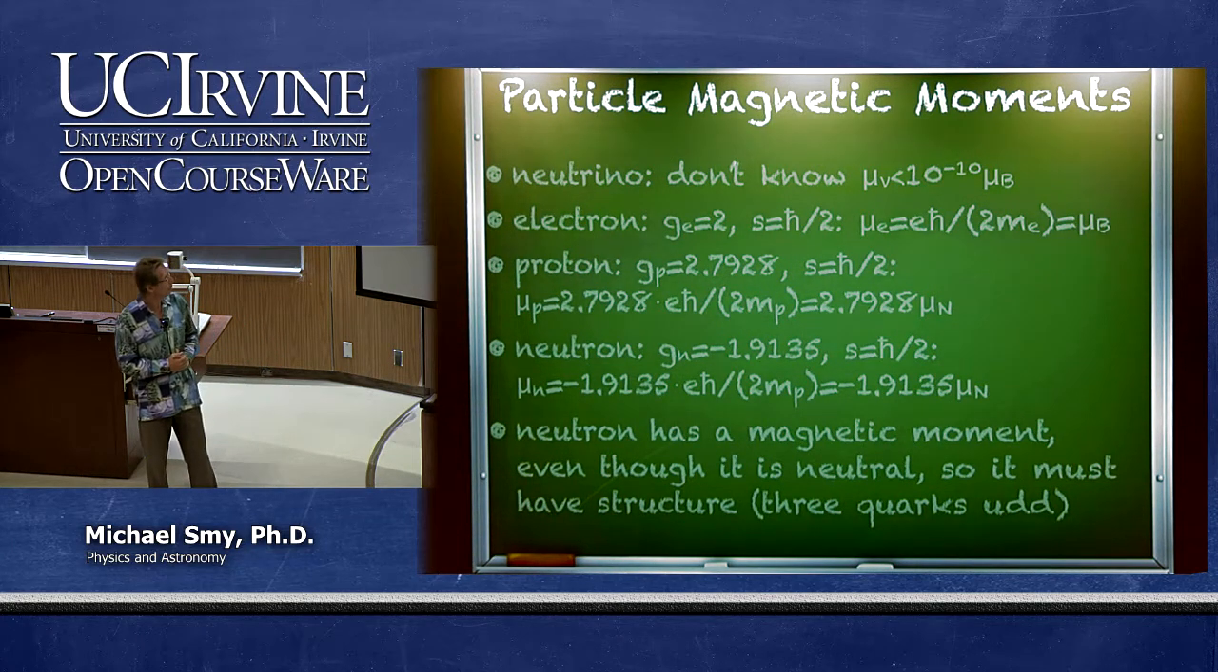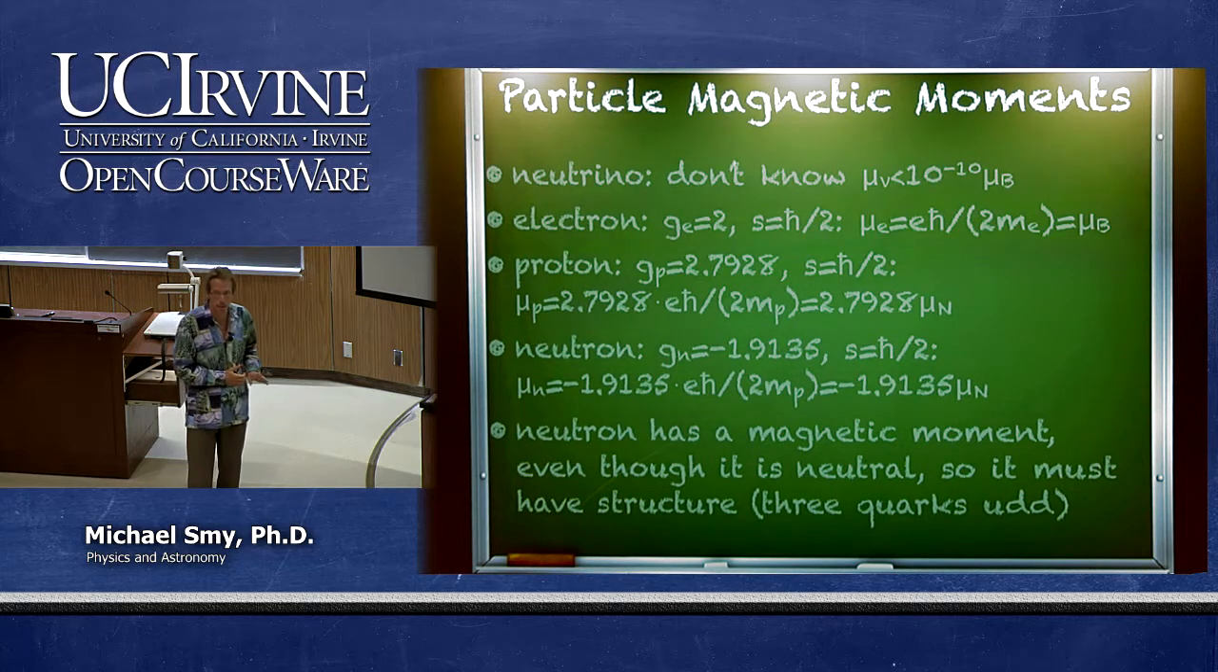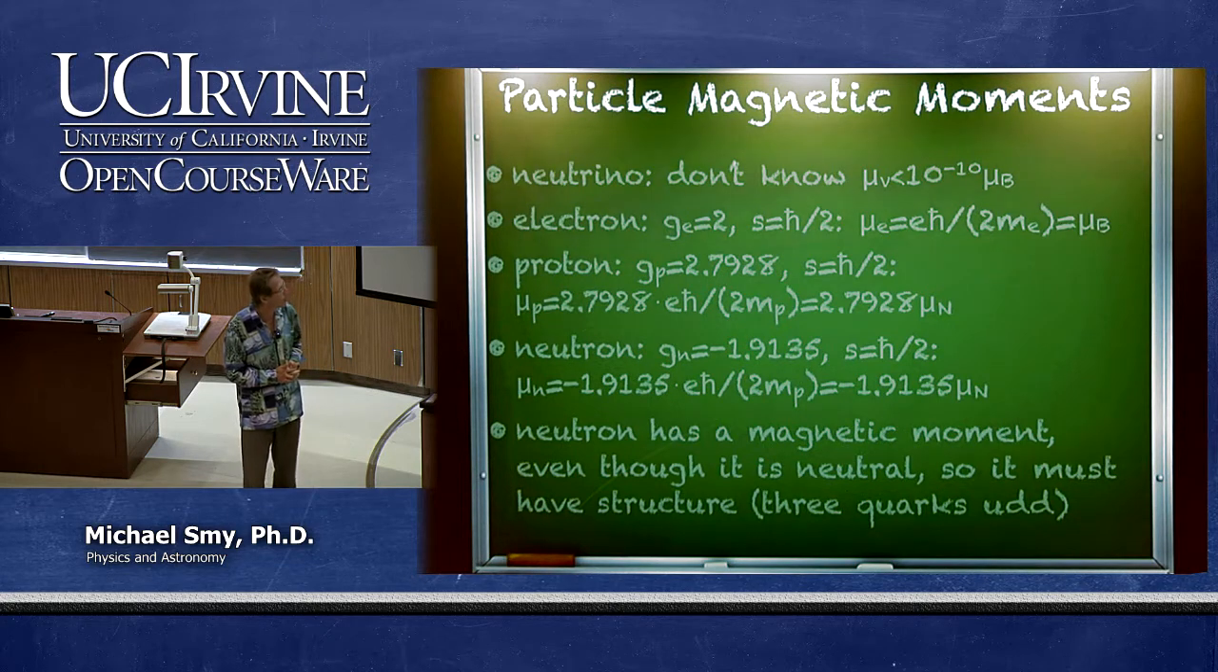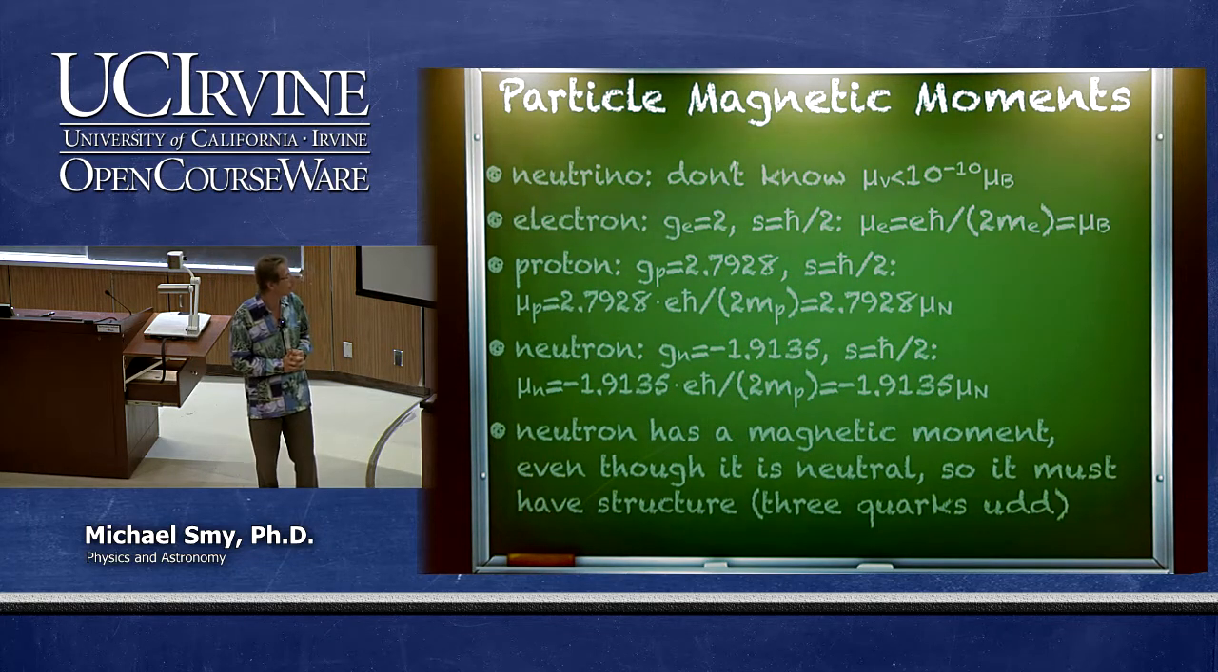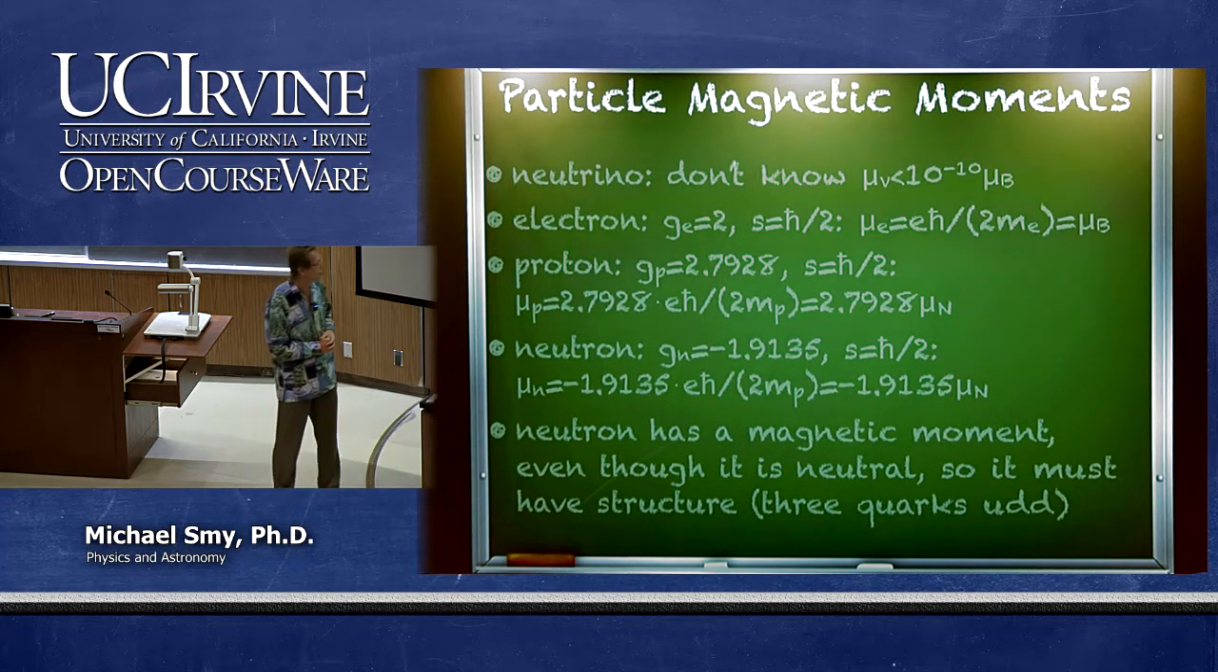Then the neutron, even though it's electrically neutral, it still has a magnetic moment, and it actually has a negative gyromagnetic ratio, which means that the magnetic moment points in the opposite direction as the spin. And the ratio is minus 1.9135. And because it has a large magnetic moment, it must mean that the neutron has structure. It can't be a fundamental particle. And indeed, we think that it consists of the 3 quarks U, D, and D.